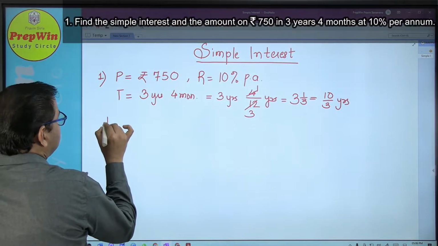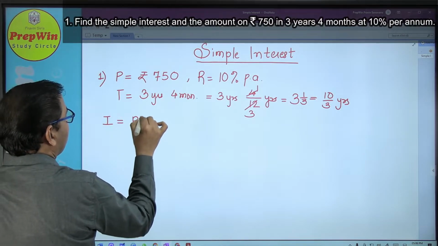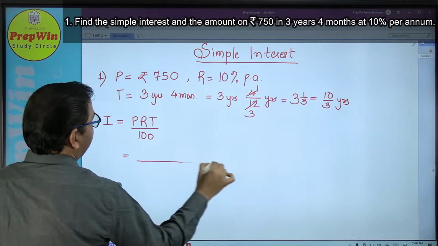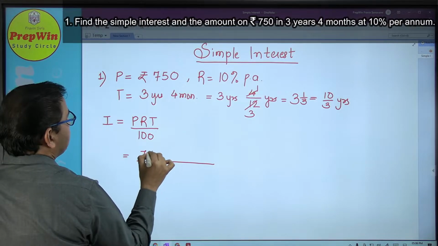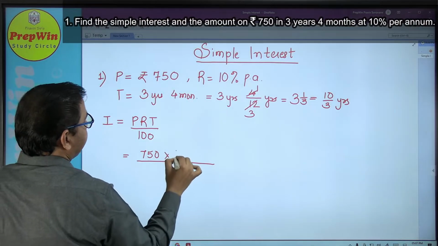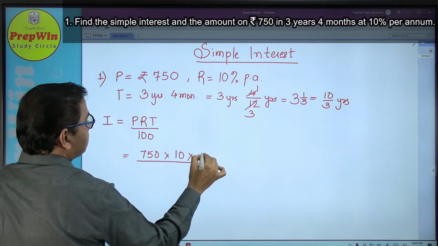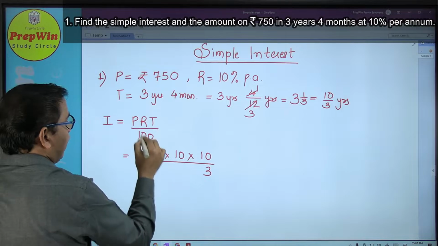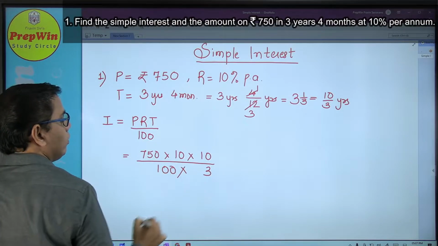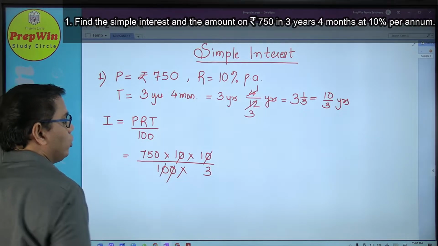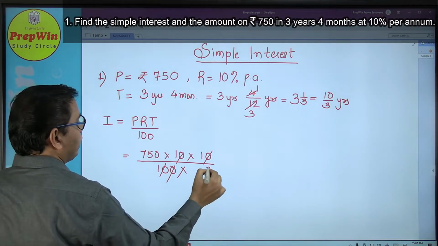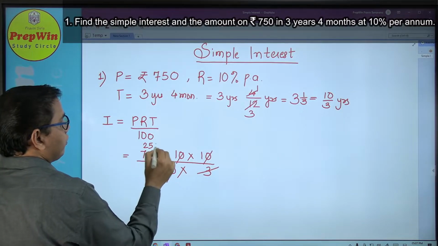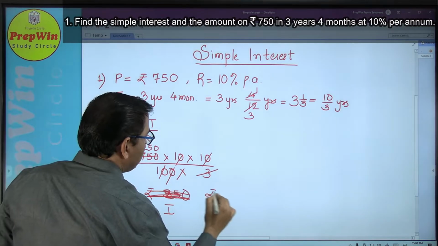We have to find out simple interest. For simple interest, the formula is P into R into T upon 100. So this is very simple now. Principal is 750. Rate of interest is 10%. Period is 10 by 3. So 10 I'll write in the numerator, denominator will be 3, and this denominator already has 100. Okay. So 20 cancel from the numerator, 20 cancel from the denominator. So 3 into 25 is 75. Okay. So 250. Rupees 250.